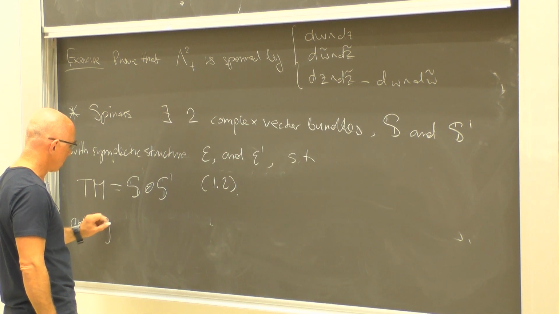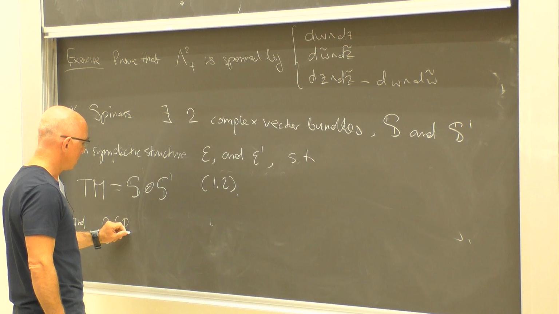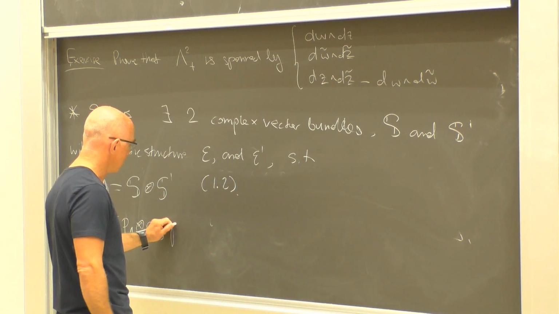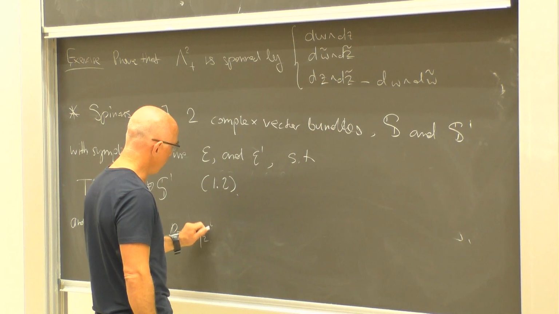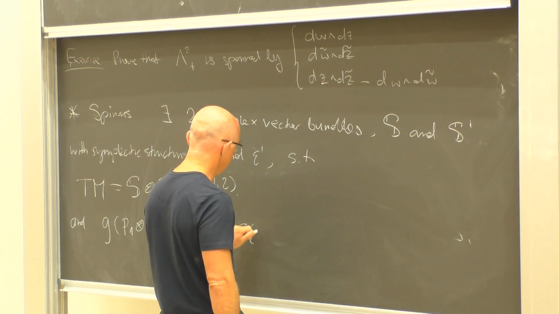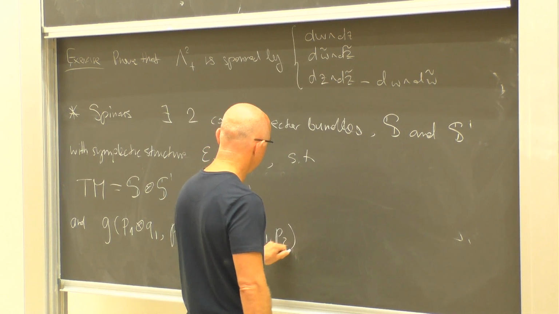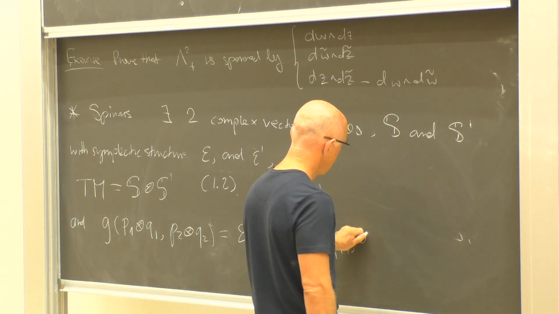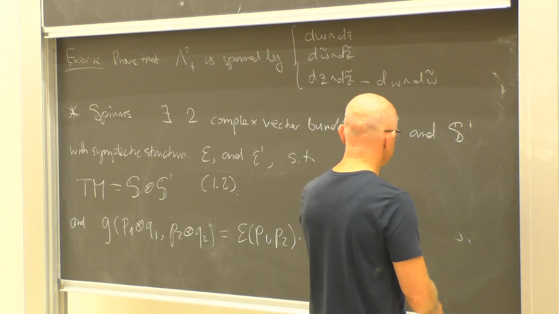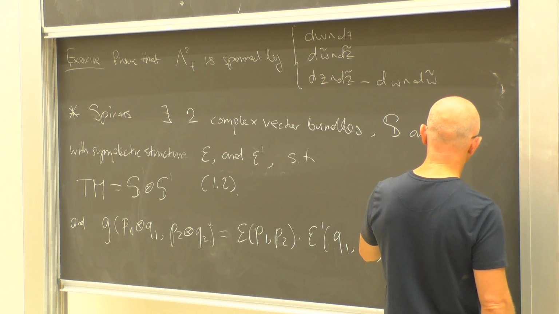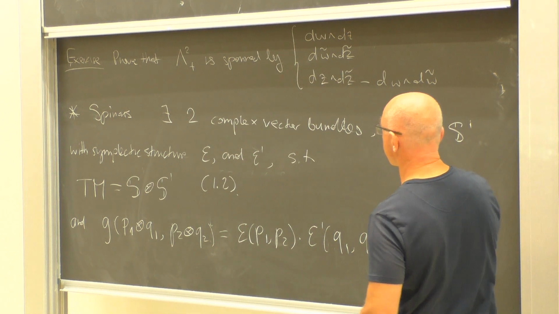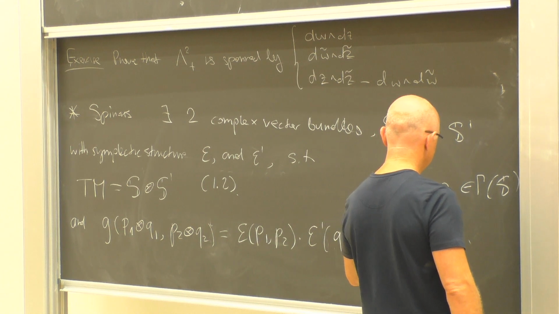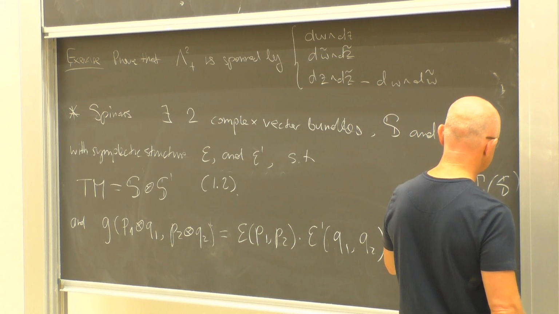So, if I take g of P1 tensor Q1 with P2 tensor Q2, then that's the same as epsilon of P1 P2 times epsilon prime of Q1 Q2, and this holds for P1 and P2 being complex vectors or sections of S, and Q1 and Q2 sections of S prime.